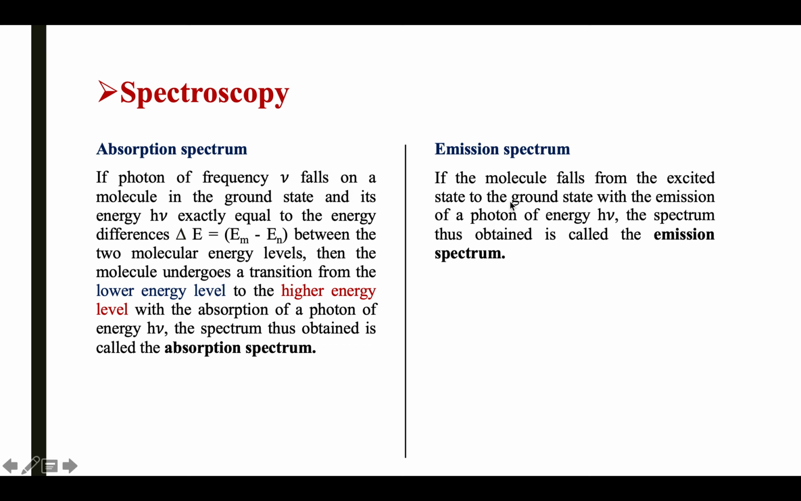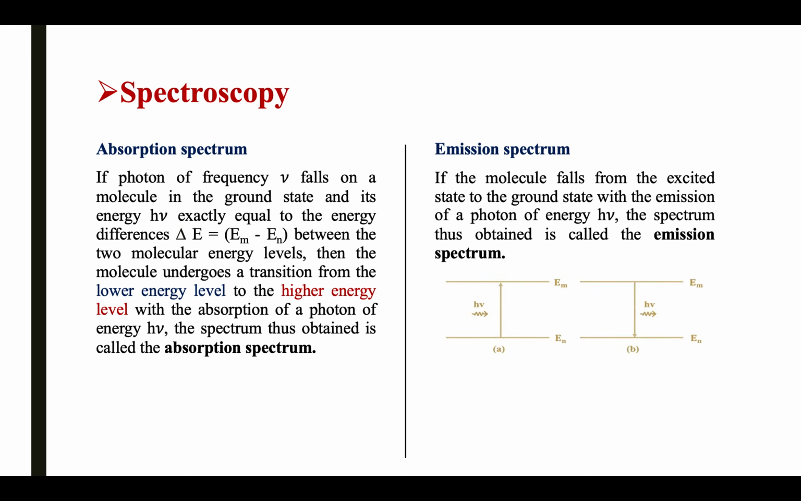In the emission spectrum you get the reverse. Here the molecules fall from the excited state to the ground state with the emission of photon energy h nu. The molecules in the excited state get down to the ground state with the emission of a particular photon, which has energy h nu. The spectrum thus obtained is called the emission spectrum. So these are the two types of spectra.